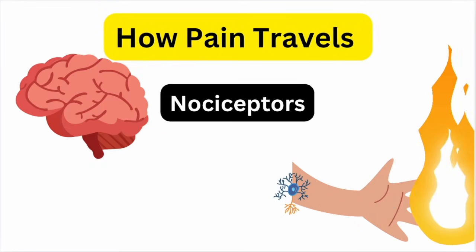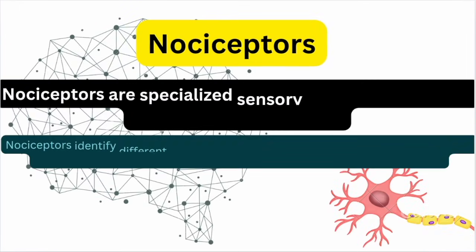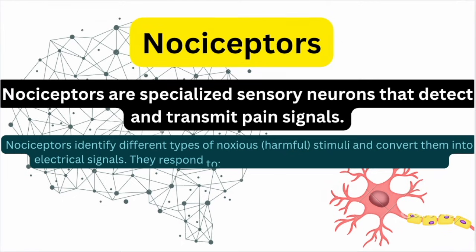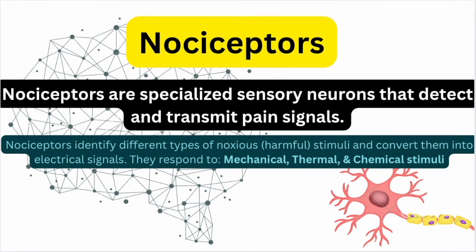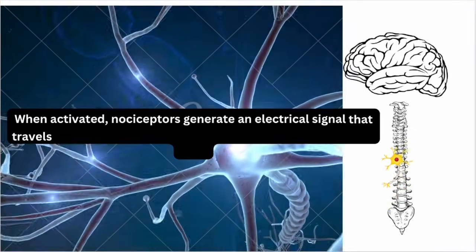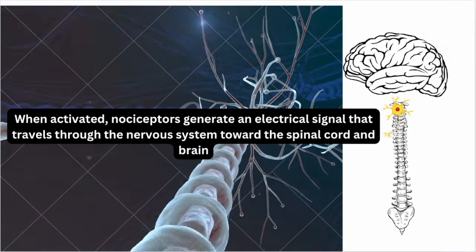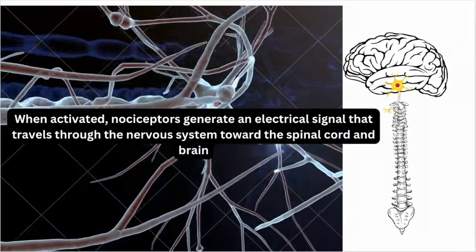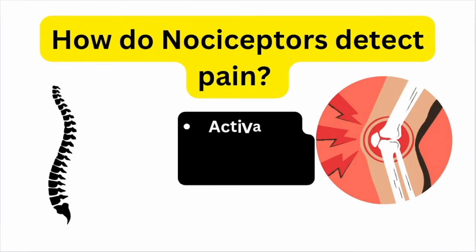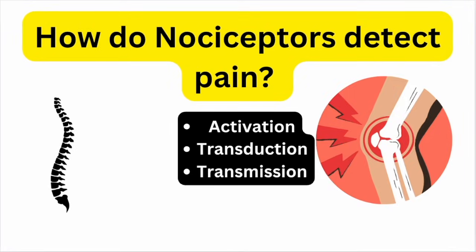How pain travels through nociceptors. Nociceptors are specialized sensory neurons that detect and transmit pain signals. They detect mechanical, thermal, and chemical stimuli. When activated, nociceptors generate an electrical signal that travels through the nervous system toward the spinal cord and brain. How do they detect pain? Through activation, transduction, and transmission.